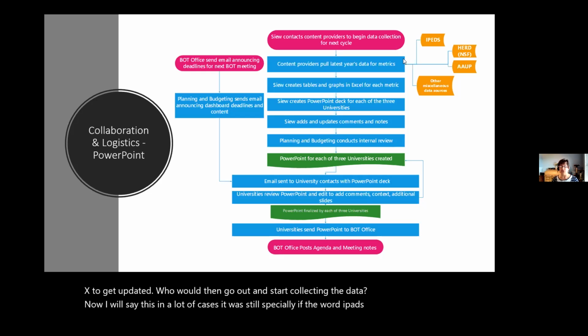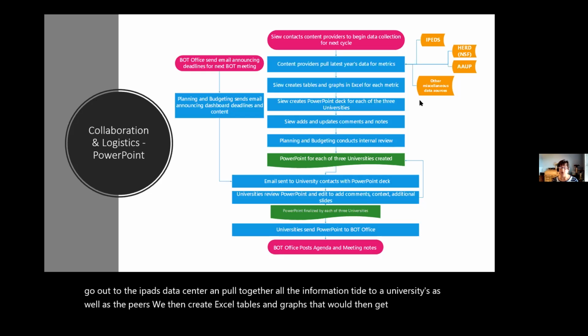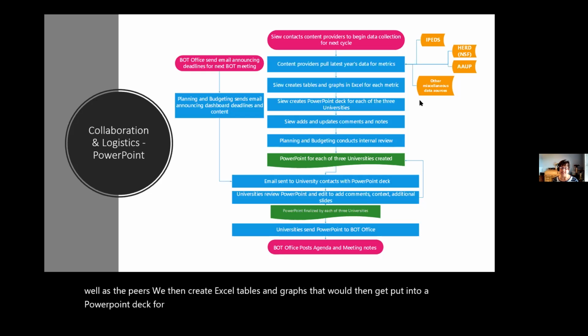So she would go out to the IPEDS data center and pull together all the information tied to our universities as well as the peers. We then create Excel tables and graphs that would then get put into a PowerPoint deck for each of the 3 universities. We'd add comments and notes to give some context, have an internal review, and then we'd take those 3 PowerPoints and send them out to our university contacts.